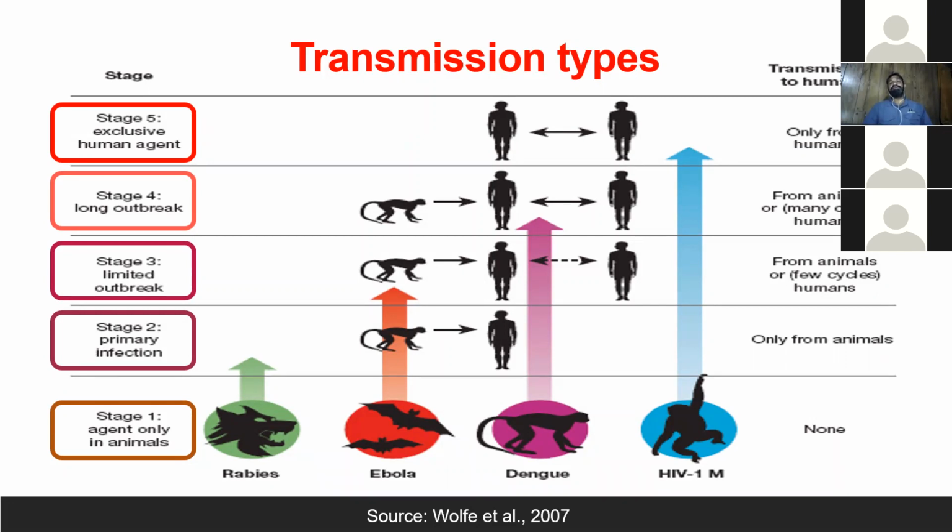On the other side, you can see HIV goes from an animal directly to another human being. If you take dengue, it goes from animal to human beings, but sometimes it takes a few cycles of transmission. And Ebola goes from bats through primates and reaches other primates, but it is termed a limited outbreak. So there are multiple ways of transmission here.